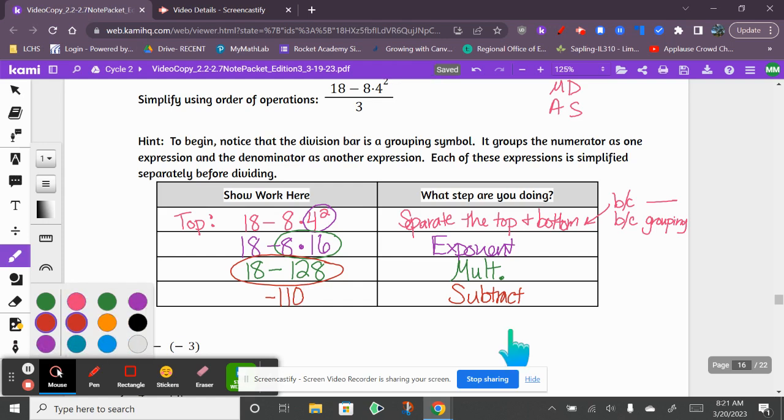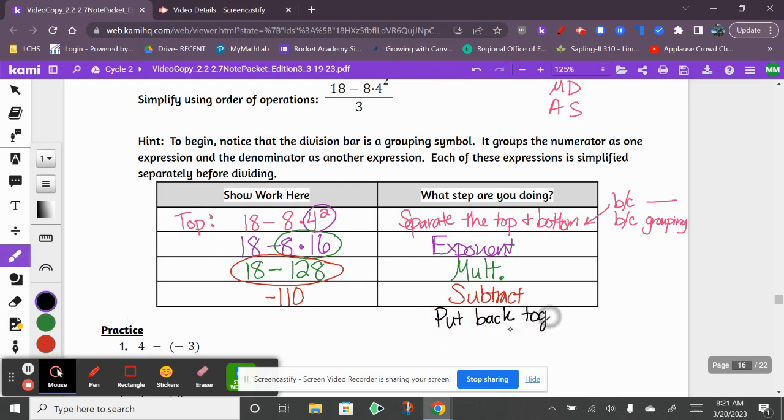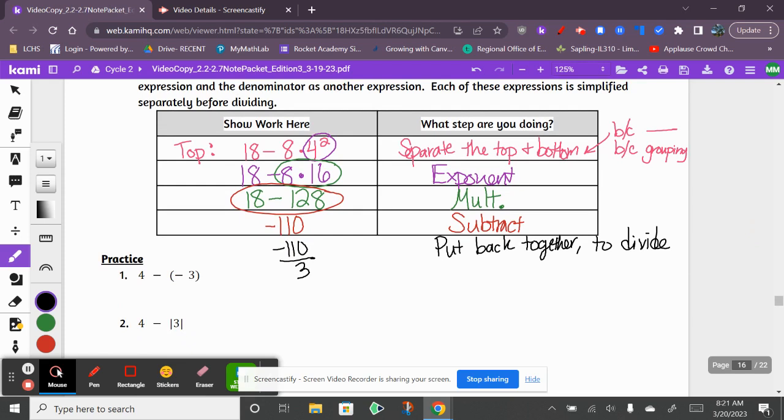Okay. We don't want to forget that we separated everything. So the next thing I'm going to do is I'm going to put back together to divide. So I have negative 110 over 3. If it doesn't divide evenly, if you can't simplify it, you will leave it like the fraction that it is. So because negative 110 over 3 can't be simplified, this is going to be our answer.